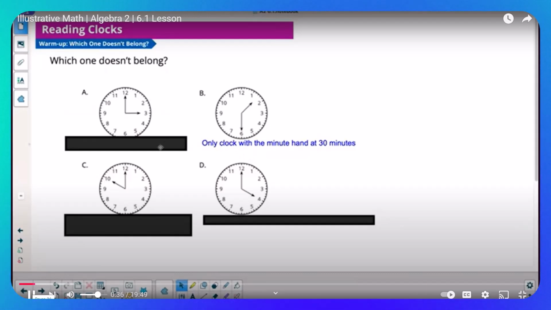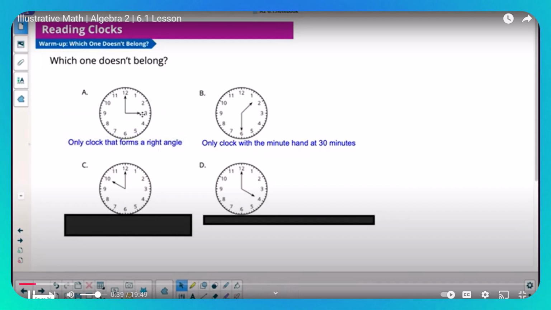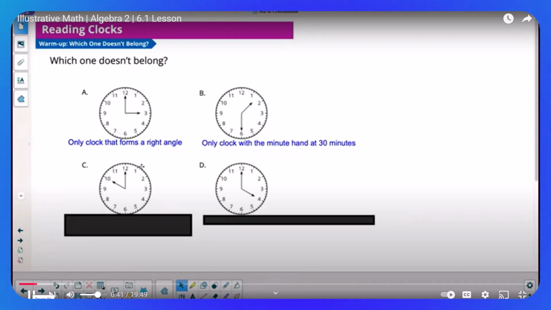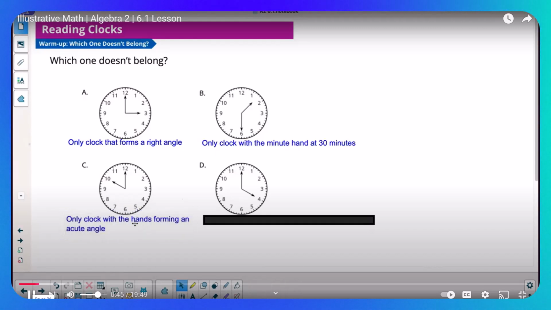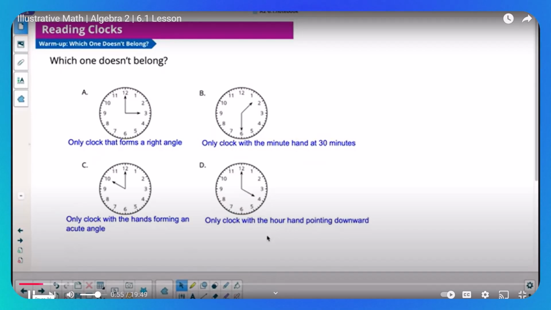You might have said A because it's the only clock that forms a right angle with the hands, if you're thinking geometrically. Same idea with C, it's the only one forming an acute angle with the hands. And for the last one right here, you could say it's the only clock with the hour hand pointing downward. I know it's not going directly down, but the hour hand is pointing in the downward direction, whereas you look here, upward, to the side, upward. This is the only one going down, I guess.